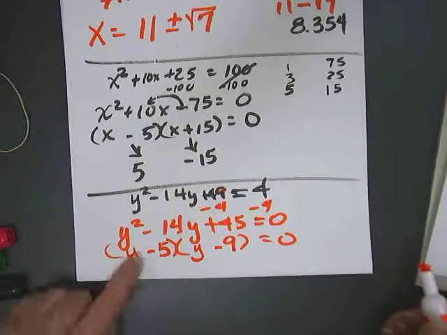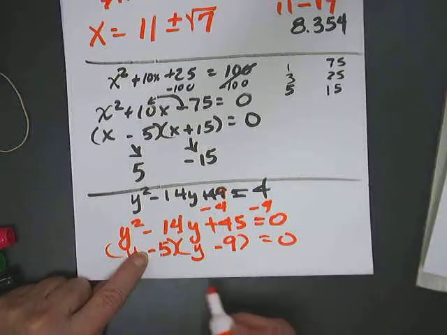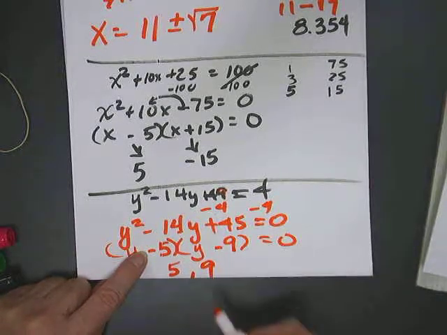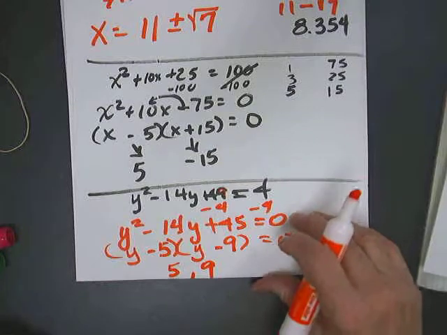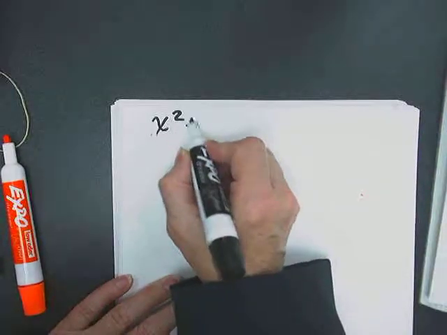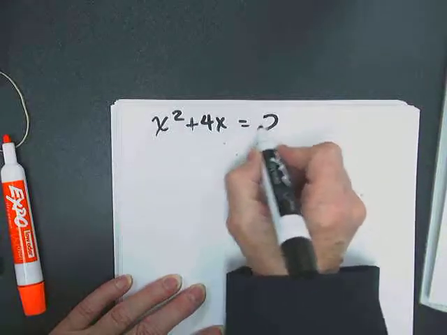5 and 9? Yeah. Right, both negatives to add up to negative 14. This one gives us what? 5. This one gives us 9. Okay. So far, so good.